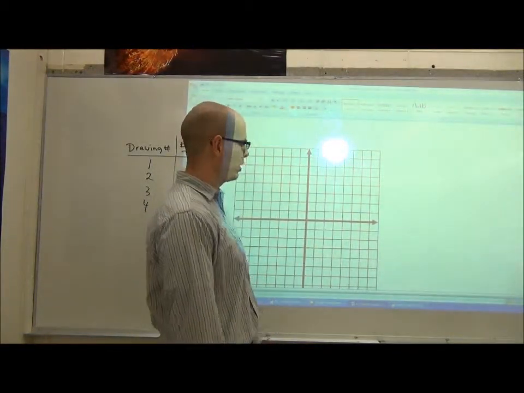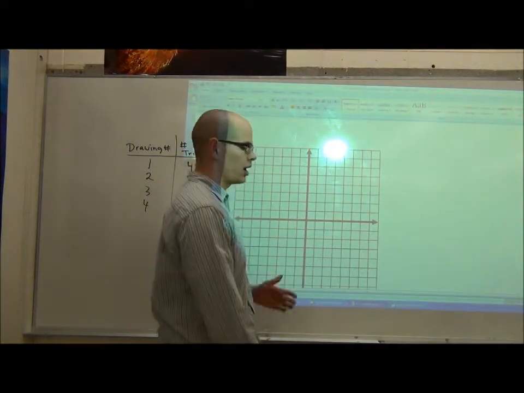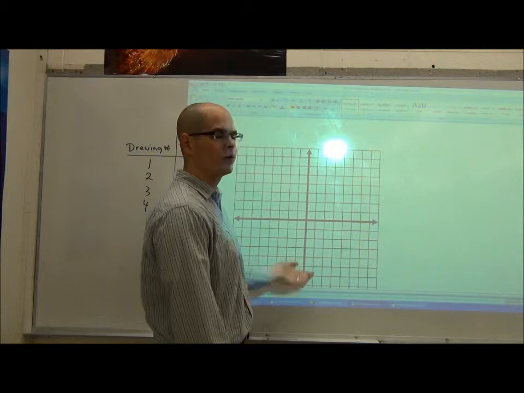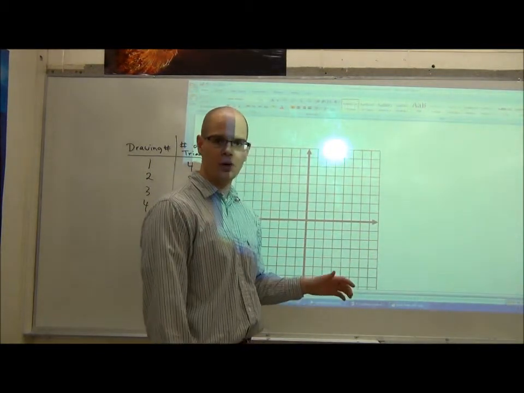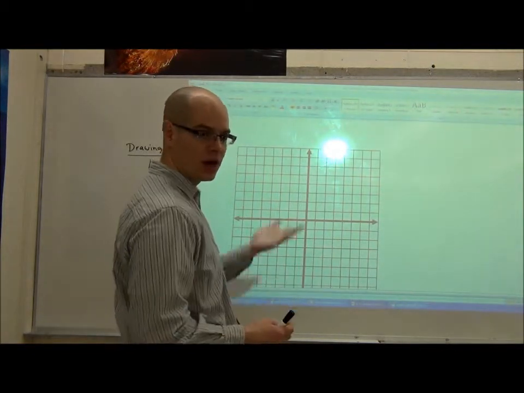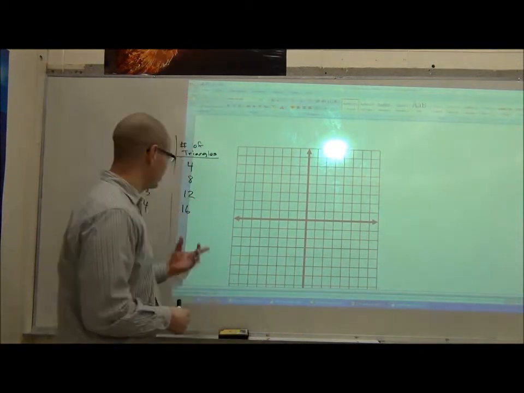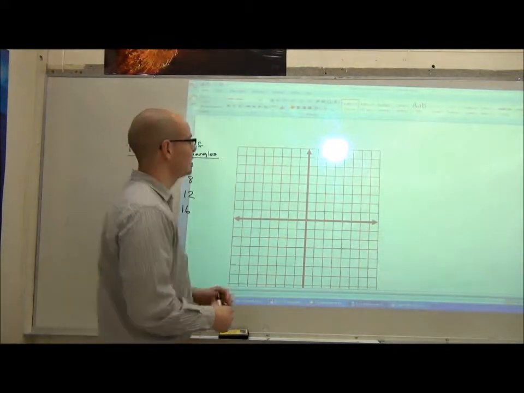And in math, when we graph things, this horizontal axis here, left and right, those are our x values. And then up and down are our y values. We assign every point on the grid coordinates, x and y, where x is how far it is to the left and right, and y is how far it is up and down. We need a data table before we start graphing. We did that before. We've already got our data table.